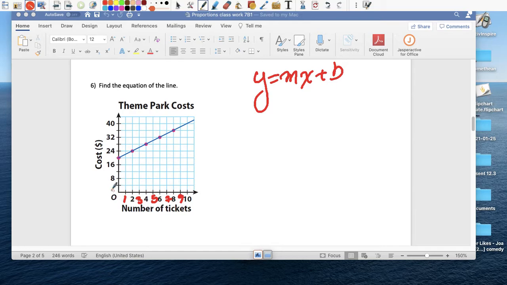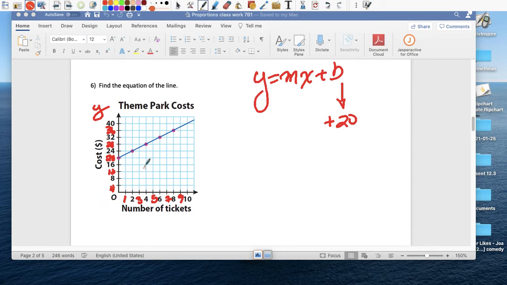Halfway between 0 and 8 would be 4. So 0, 4, 8, 12, 16, 20, 24, 28, 32, 36, 40. All right, that helps me a little bit. So this is saying that b, my y-intercept, is 20. This line crosses the y-axis at 20, where y equals 20.